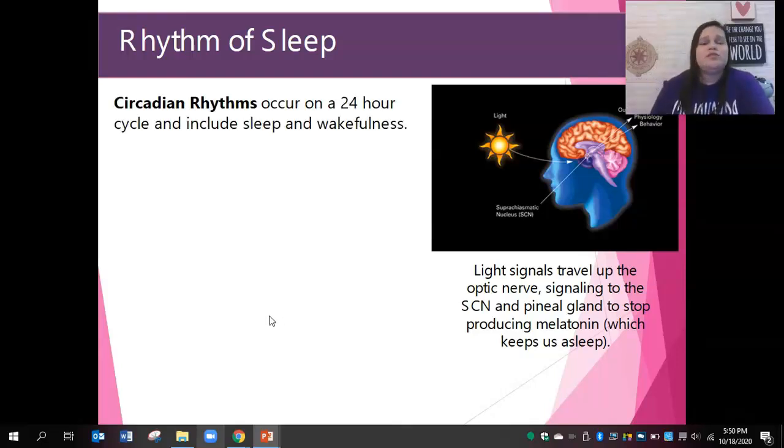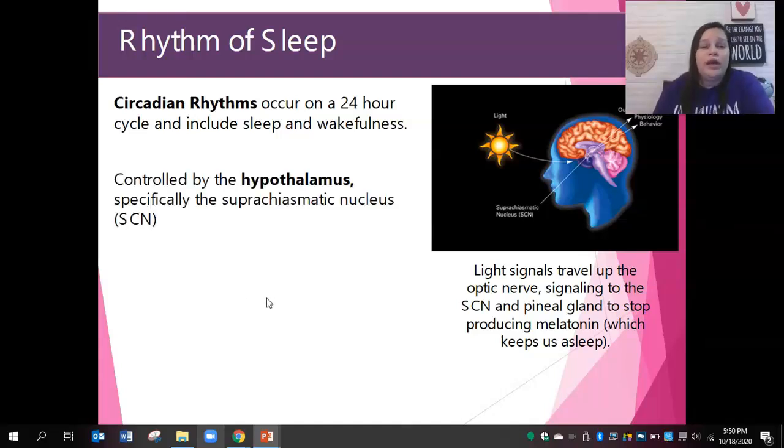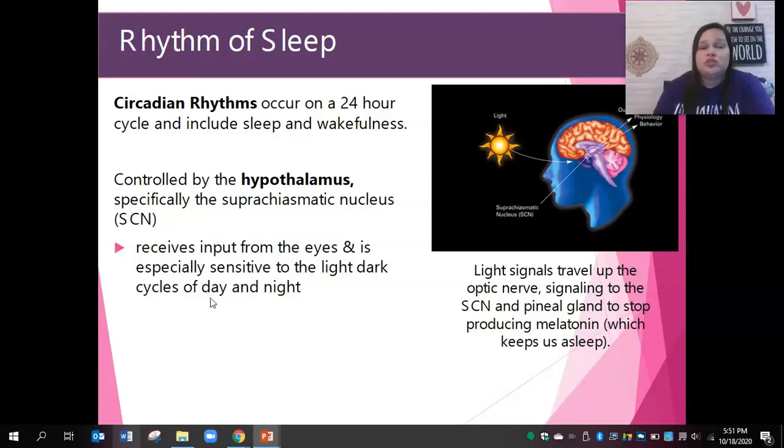Our sleep is regulated by our circadian rhythms. Circadian rhythms are 24-hour cycles that our body is on. Sleep and wakefulness are one of them, but other things include when your body is more alert, when hormones are released, and your bowels and your hunger, which are all part of the circadian rhythm. Circadian rhythms are controlled by the hypothalamus, and specifically, it's the suprachiasmatic nucleus located within the hypothalamus.